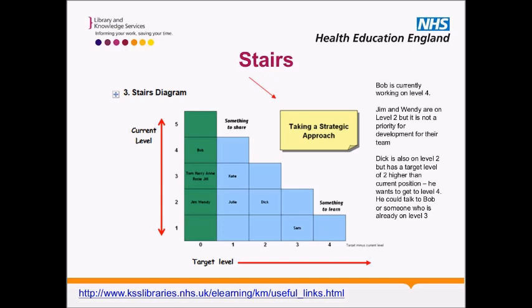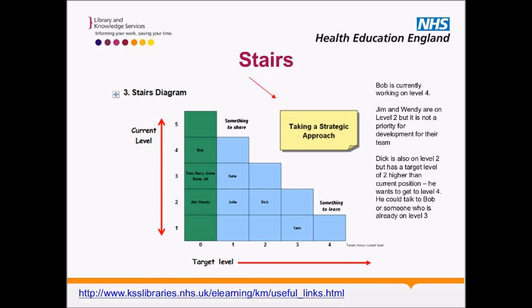So in this worked example, you have Bob who is working at level 4 on this particular criteria of taking a strategic approach. Jim and Wendy are here at level 2, but it's not a priority for their development. They don't have it appearing in the blue target level area. But Dick, on the other hand, is actually currently working at level 2, but has indicated that he would like to reach 2 further target levels to actually feel that he's really achieving in this area. So he really wants to be at level 4.